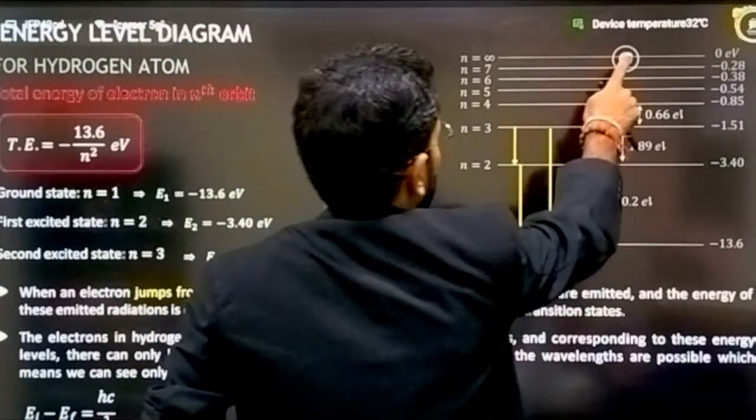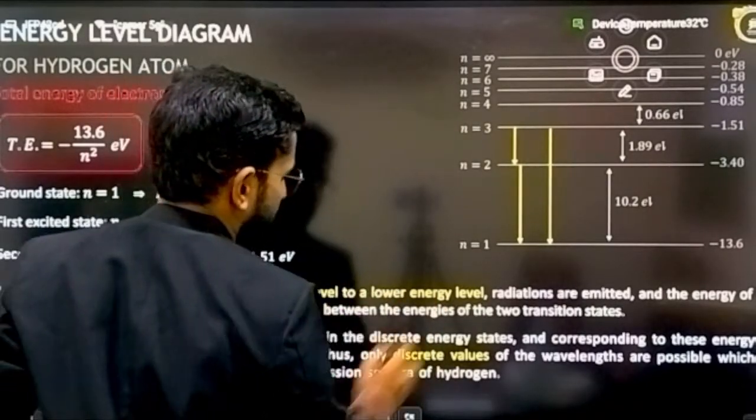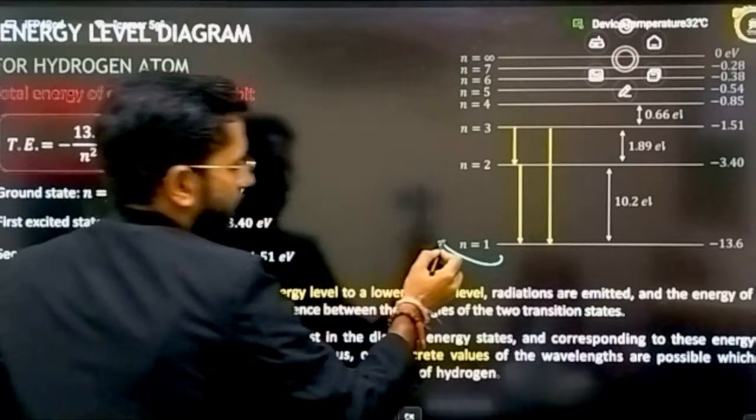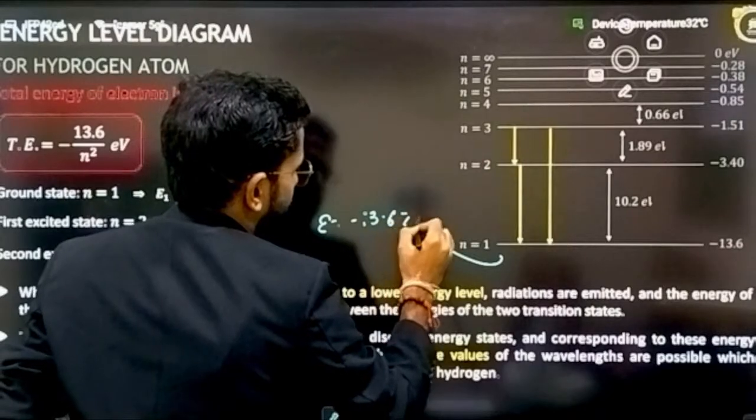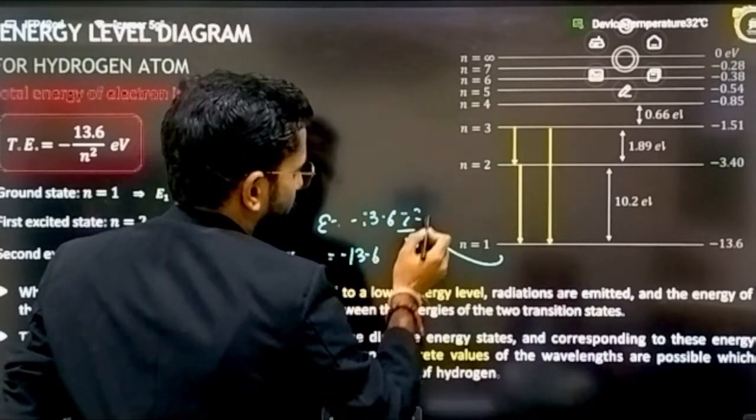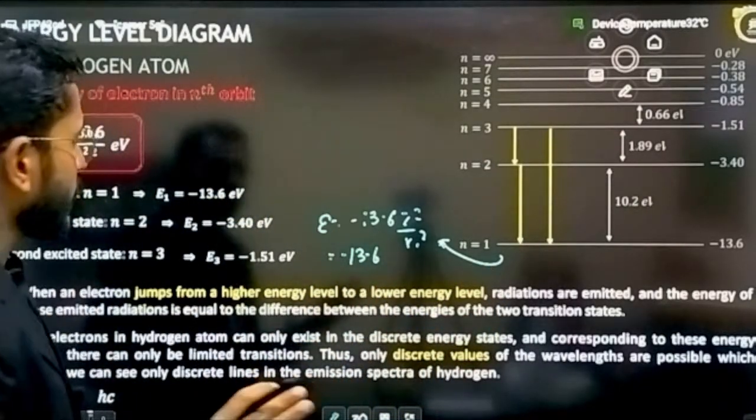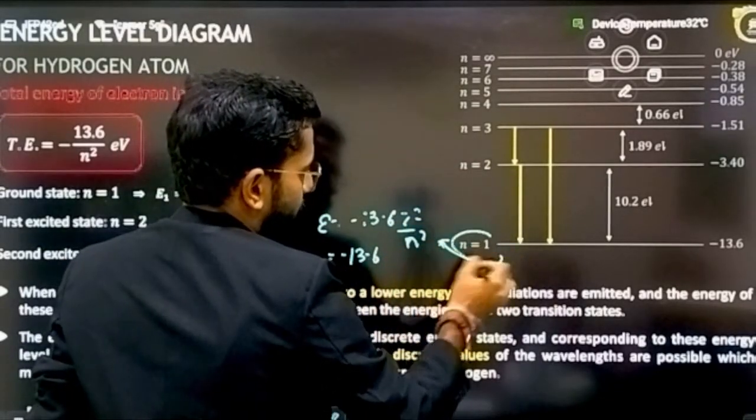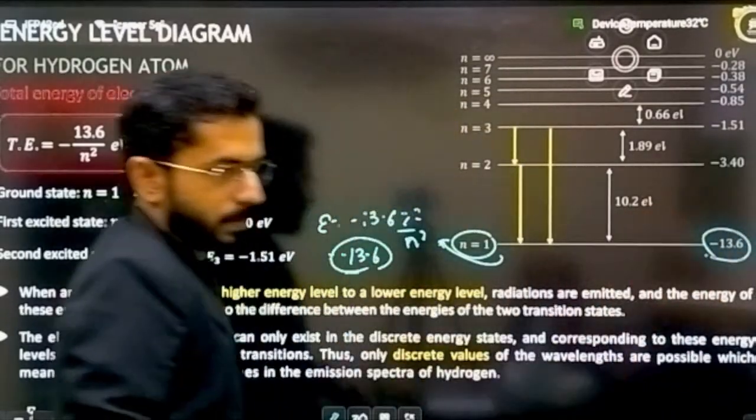How will you calculate? Let's see one by one. We know the formula now, so we can calculate it easily. Let's suppose for n equal to 1, I want to say what will be the energy of this level. I will simply say energy is equal to minus of 13.6 Z square divided by n square. Now, we are calculating for the hydrogen atom. Hydrogen atom means Z is equal to 1, and n is equal to 1 for the ground state. That means the energy of this level is nothing but minus 13.6.